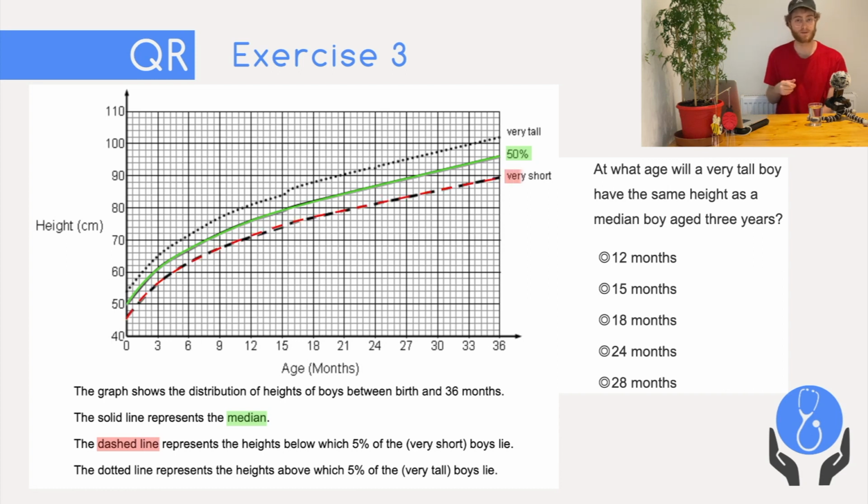The next line is this red line, that dashed line, and that is the 5th percentile. And what that means is that only 5% of kids will be shorter than is given on this line.